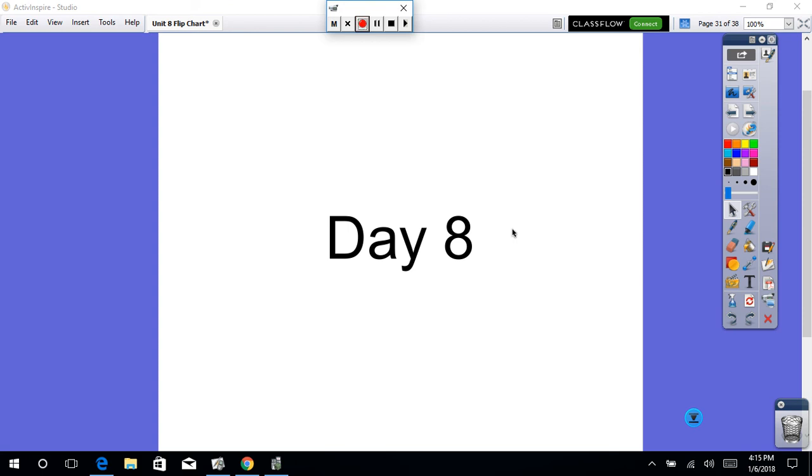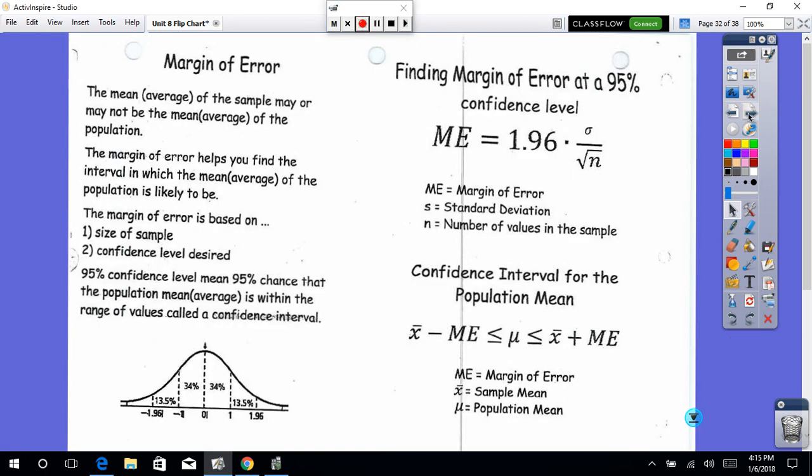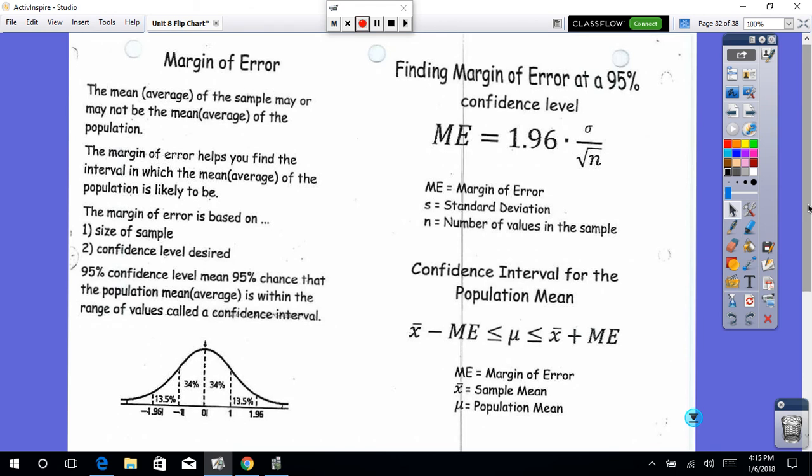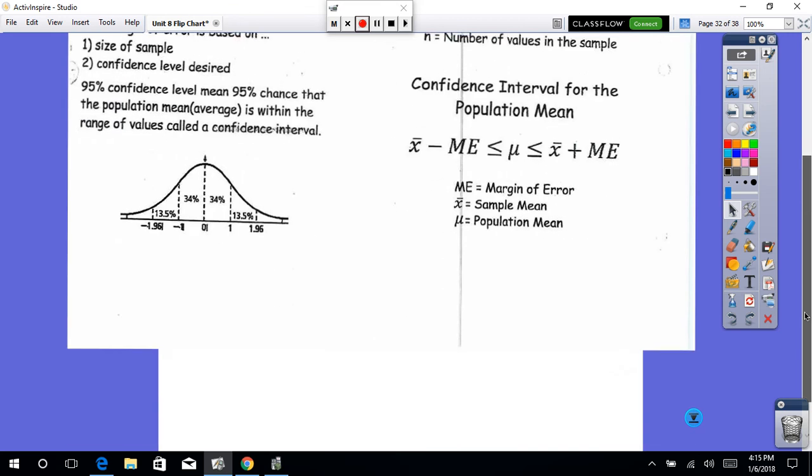Okay, finishing up our statistics unit. Okay, this is the last one, which is calculating margin of error. Okay, this first page right here, which is page 15 or 16, I believe.